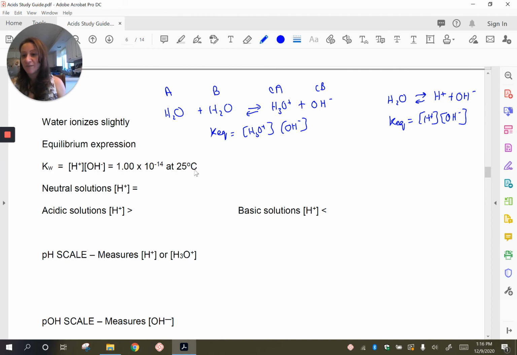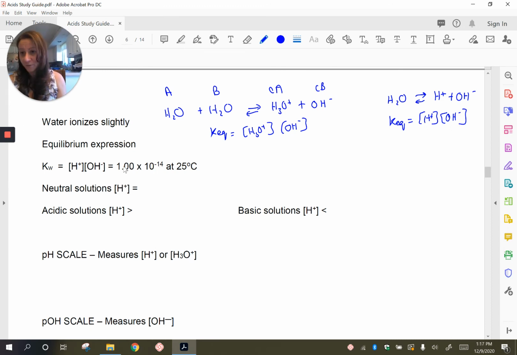And at 25 Celsius, which is room temperature, standard temperature, it turns out that Kw is equal to 1.0 times 10 to the negative 14. That's a very, very small number. Again, that tells you that it all remains as liquid water. Very, very little of it ionizes. If you put a conductivity tester in water, it will not detect any electric current. It will not conduct because there's very, very few ions in there. This is an extremely small number.